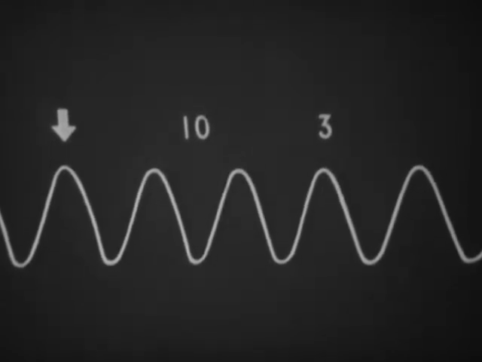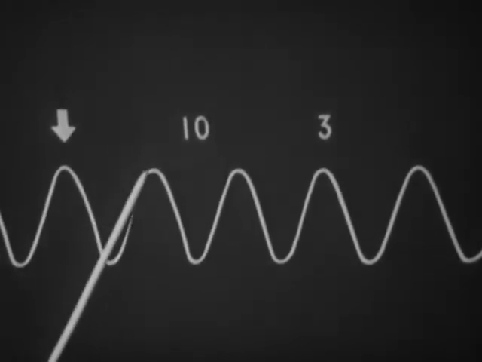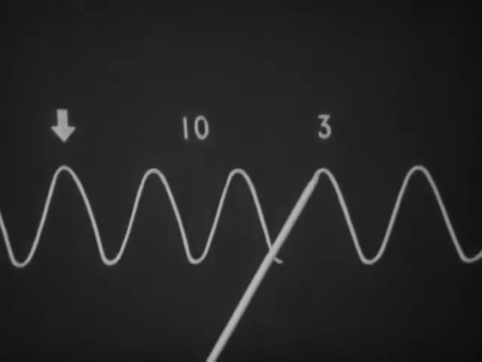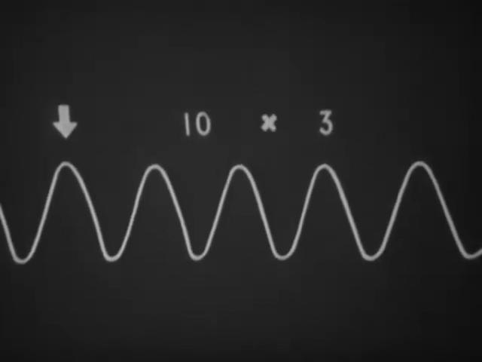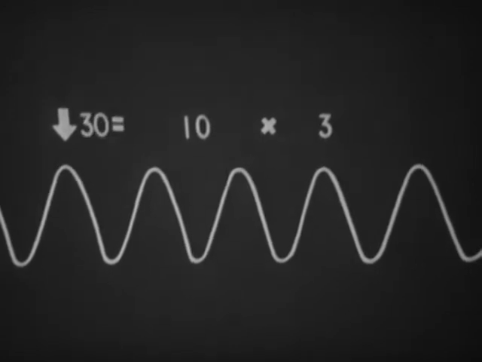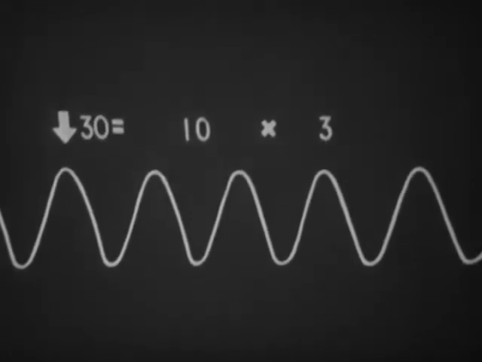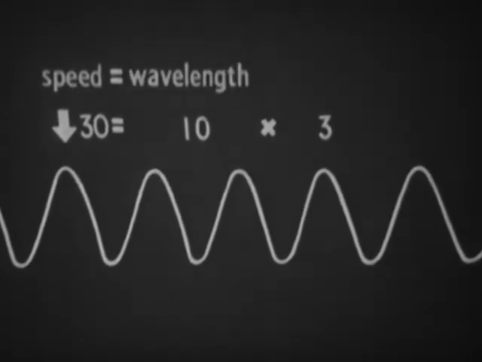Can we now calculate the speed of the wave? If each wave is 10 centimeters long, and in 1 second 3 waves have passed, then the wave has travelled 10 times 3, or 30 centimeters, in 1 second. In fact, the speed is the wavelength times the frequency.